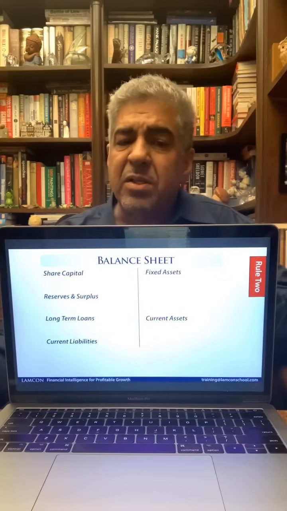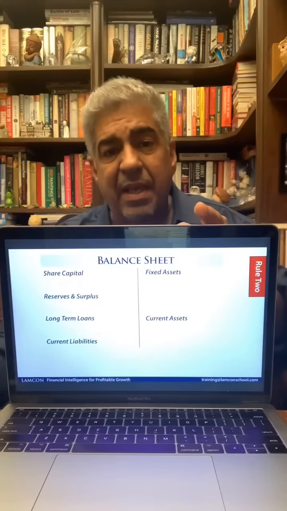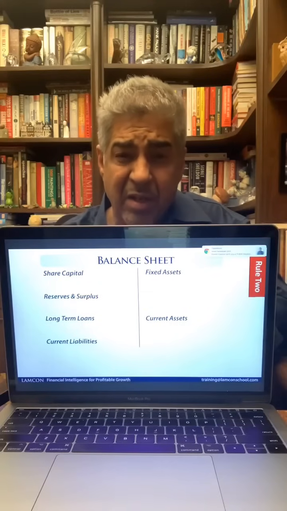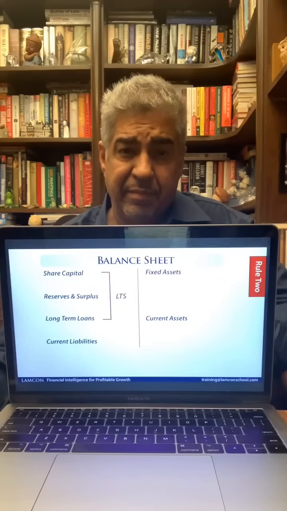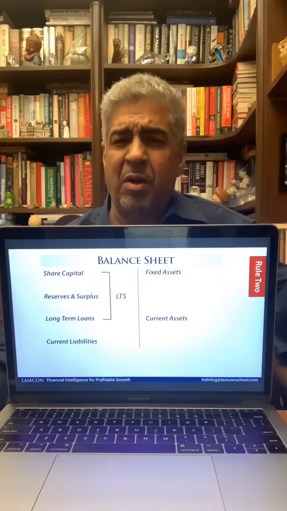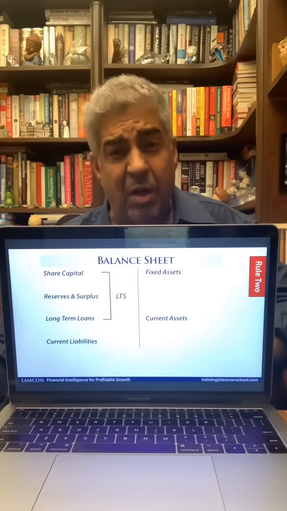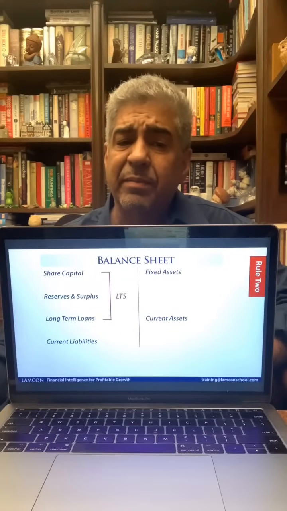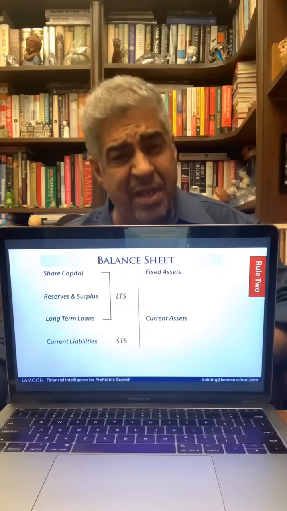A better answer would be, club the first and the second and the third. What is common in the first 3? All those 3 are long-term sources of money. Do you agree? Share capital, lifelong. Reserves, almost as long. Long-term loans, name says long-term. So the first 3 items represent long-term sources of money, and current liabilities represent short-term sources of money. An item is classified as current liability only if it has to be paid back within a year.